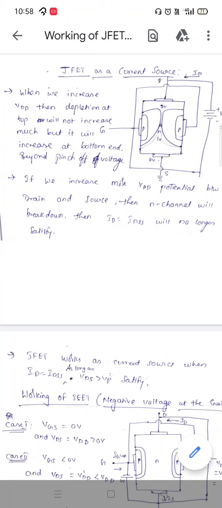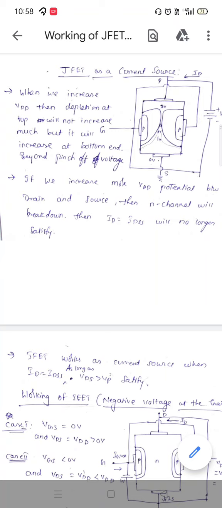Today I am going to discuss the working of a JFET with a negative potential between the gate and source terminals.